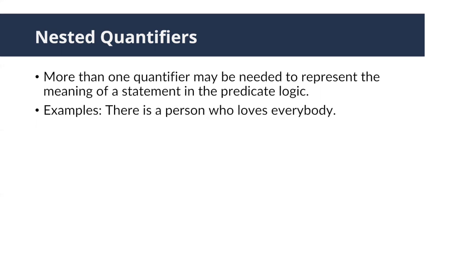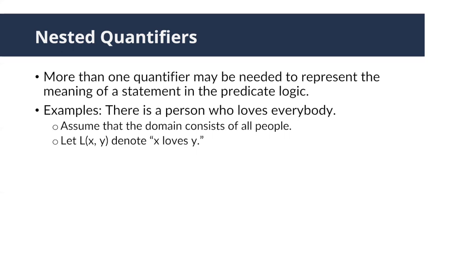Another example. There is a person who loves everybody. Assume that the domain consists of all people. Let's first try to reword this statement to better see how to translate it into a logical expression. Equivalently, it says, there exists a person x, for any person y, x loves y. Now you can see we should introduce a predicate that involves two variables. So we use L(x,y) to denote x loves y.